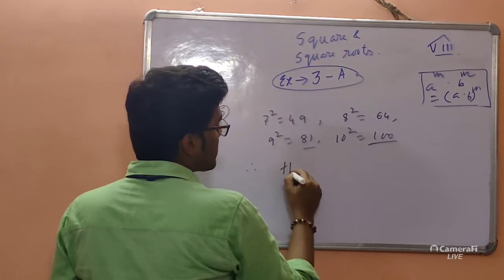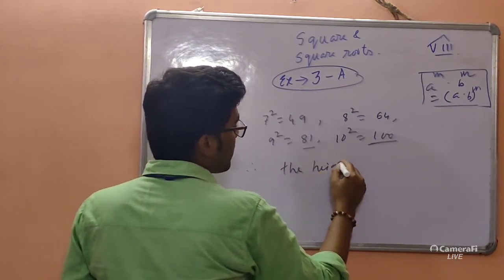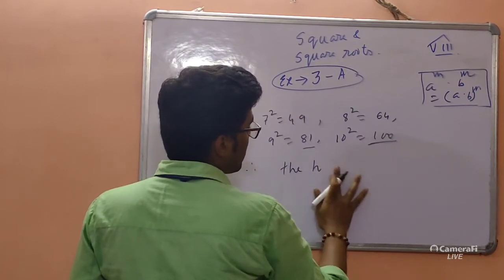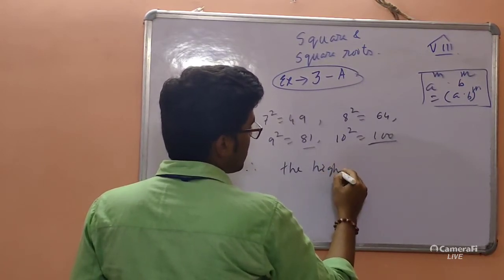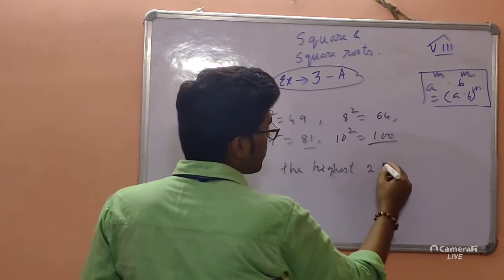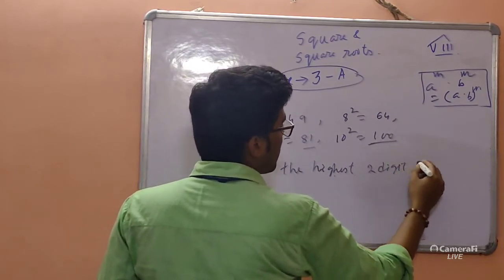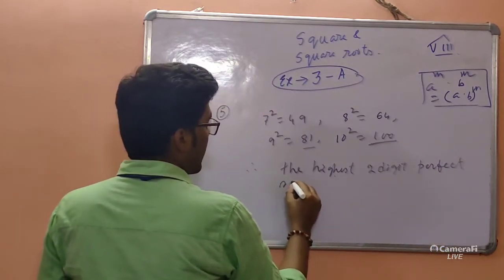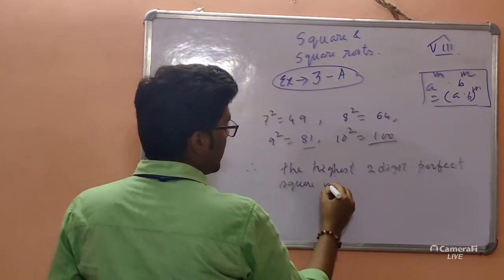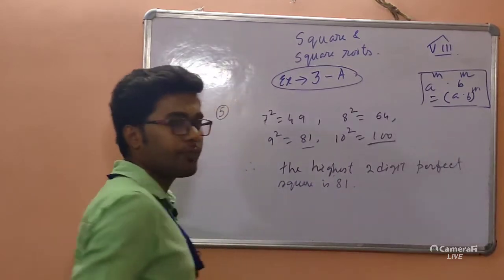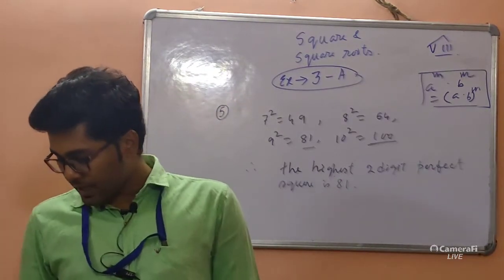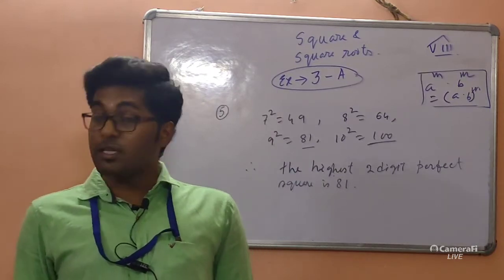Therefore the highest 2-digit perfect square is 81. Clear? Similarly, next question is find the largest number of 3-digit which is a perfect square.